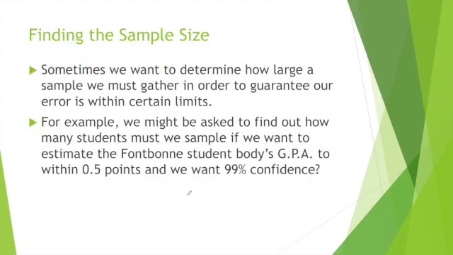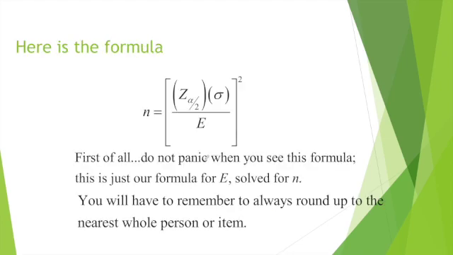Sometimes we want to determine how large a sample we must gather in order to guarantee our error is within certain limits. So, for example, we might be asked to find out how many students we must sample if we want to estimate the Fontbonne student body's GPA to within 0.5 points and we want 99% confidence. We can work backwards. Here's the formula. This is just our formula for E, solved for n, okay? And you will have to remember to always round up to the nearest whole person or item. No half people, no half houses or things like that.